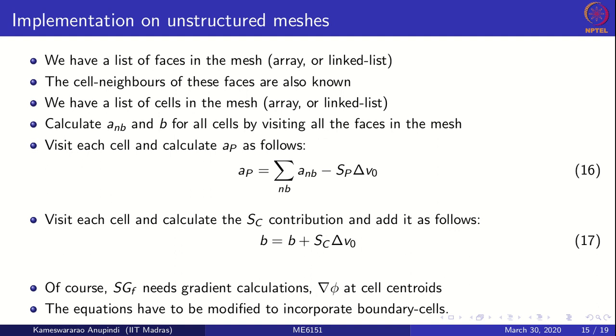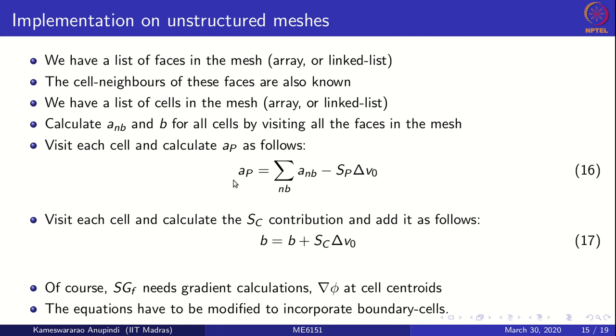Once you finish visiting all the phases, you have got A and B calculated for all the cells, and B, the contribution of secondary gradient, is also added for all the cells, right? That is done. Then we will not go to the phases, we will go to a list of cells. So we visit each cell and we calculate AP.